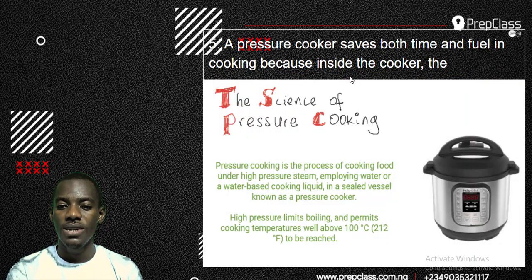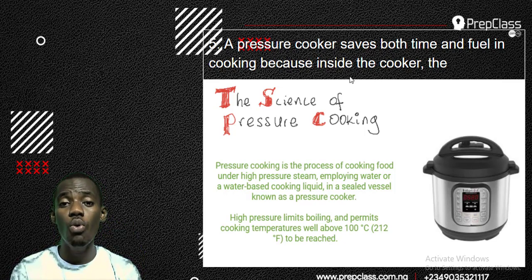Let me use a picture now. This is the science of pressure cooking. Now it says pressure cooking is the process of cooking food under high pressure steam. Now you can't cook without water in a pressure cooker. That means you can't cook food that doesn't have water content, it needs high water content. Now, employing water, it uses water or a water-based cooking liquid in a sealed vessel.